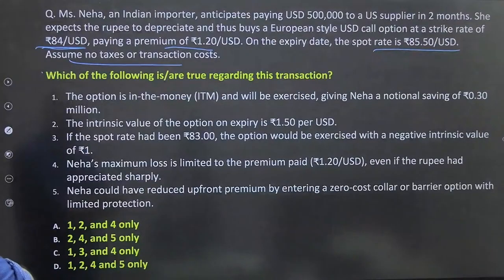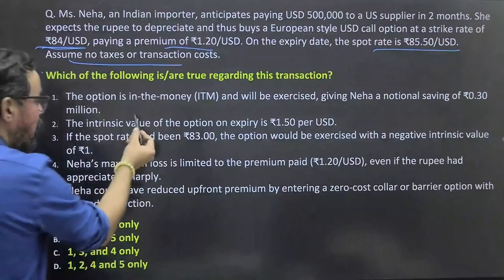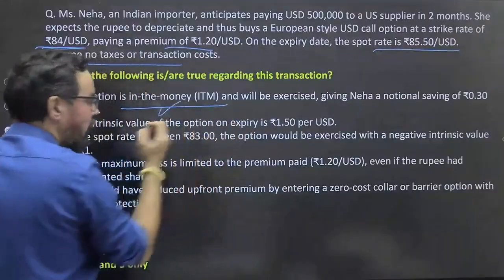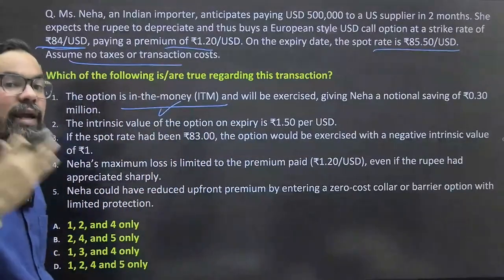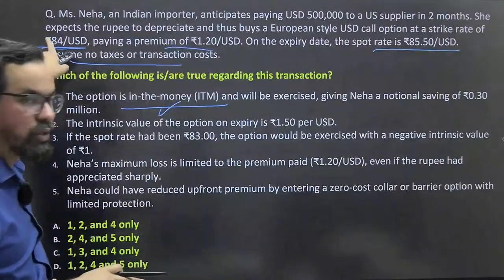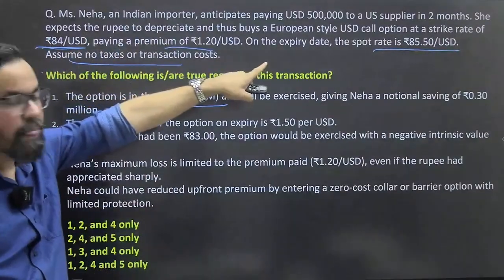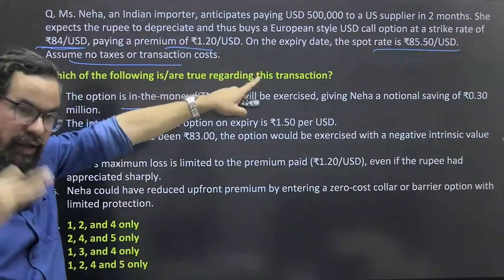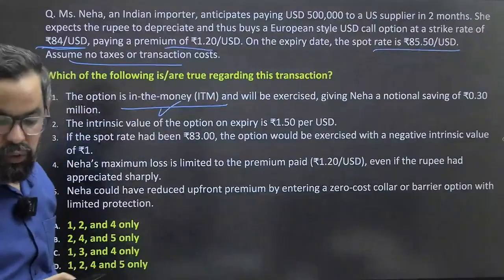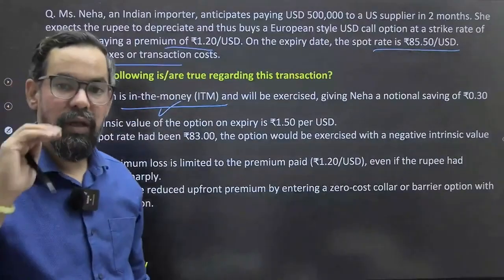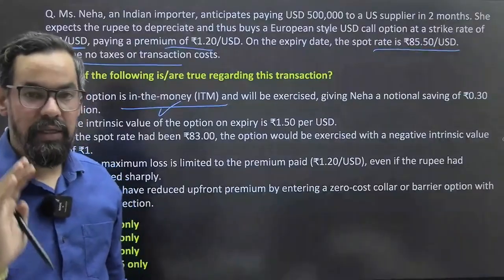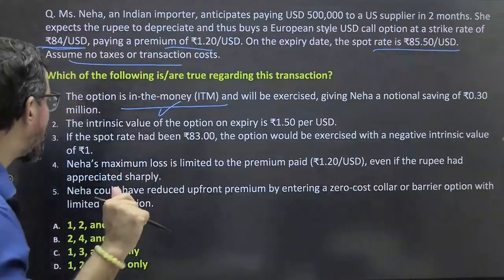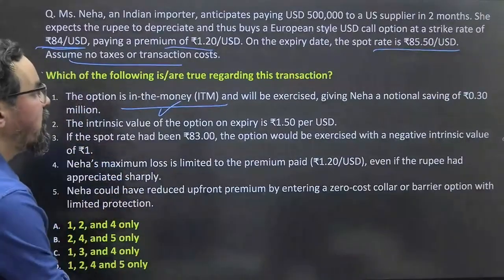So the option is in the money, true. The option is in the money because your spot rate is higher than your strike price. The strike price was 84 and the spot rate at the time of expiry was 85.50. In the money is when your spot rate is greater than your strike price. In the money, at the money, out of the money, we have discussed these too.